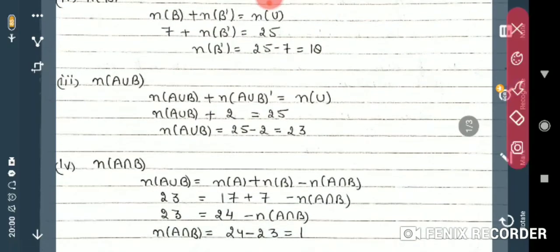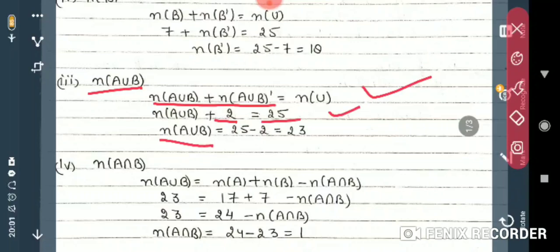Next, n(A union B). Similarly, n(A union B) plus n(A union B complement) equals n(U). So n(A union B complement) is given in the question as 2. The value is given, and the n(U) value is given as 25. So n(A union B) equals 25 minus 2. You will get 23.